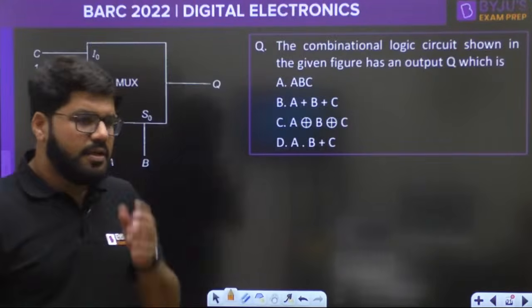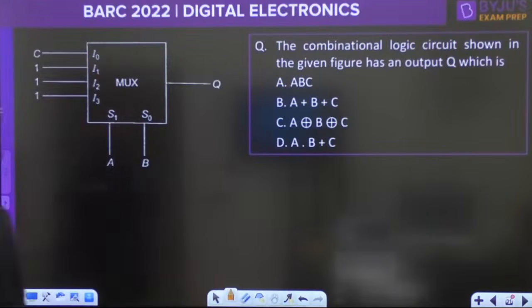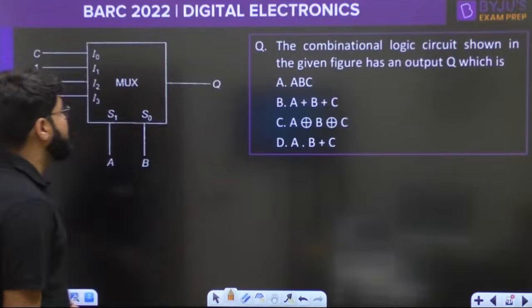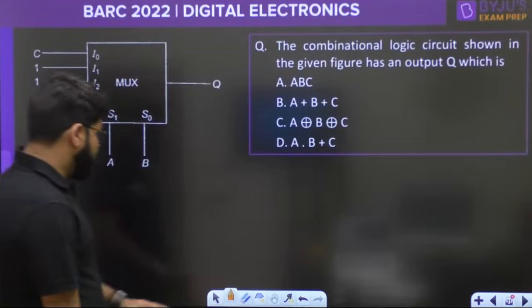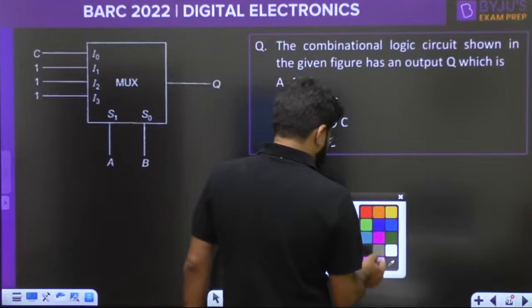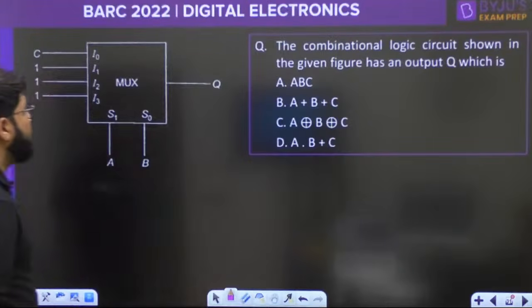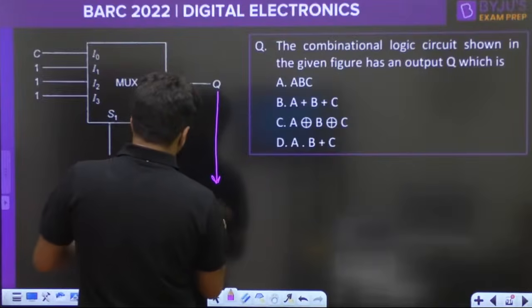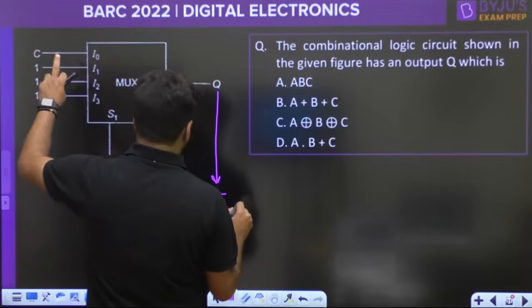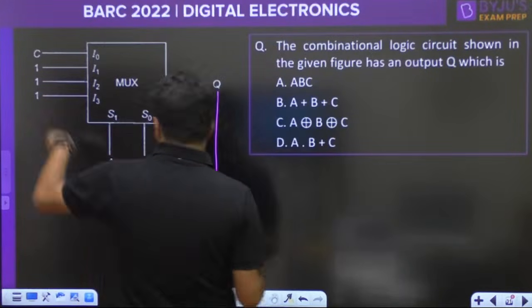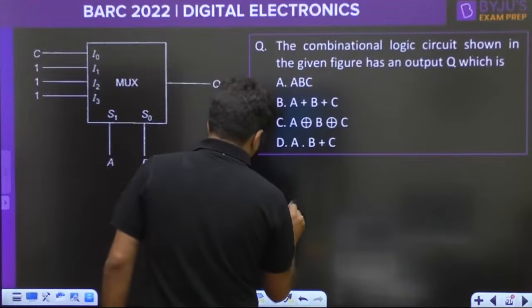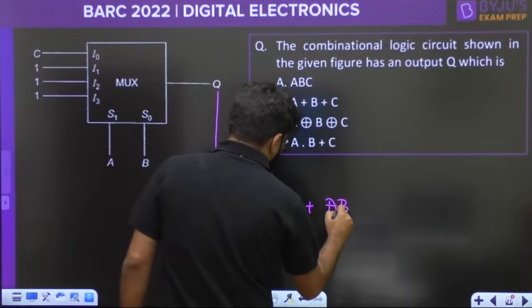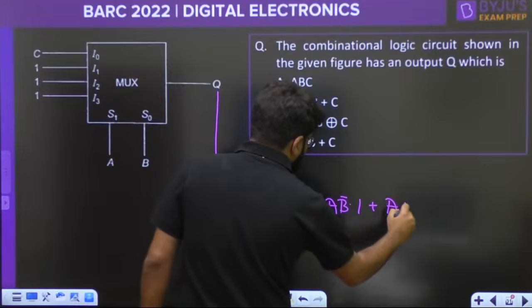Next case, guys. The combinational logic circuit shown in the given figure has an output Q, which is equal to how much? What is the output Q here? Once again, guys, a simple case. Let's write 0, 0, A bar, B bar. You get I0, which is C. Then 0, 1, 1, 0, 1, 1.